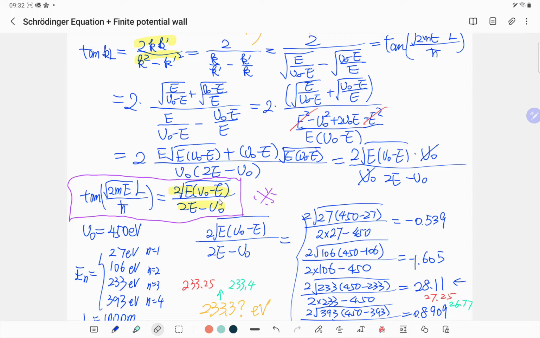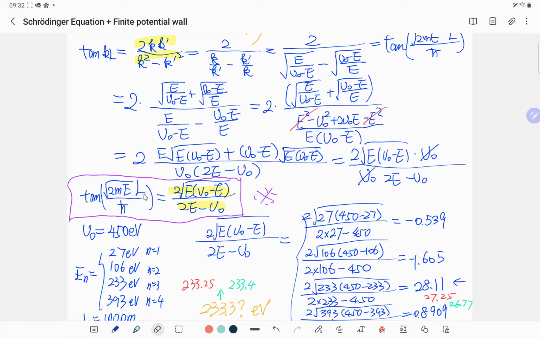On the right side, U0 is also a known value because we know how tall the well is. But we also have E on the right side, and we need to solve for E in this equation. Actually, this is a non-linear equation, for which it is not possible to find an analytic solution.